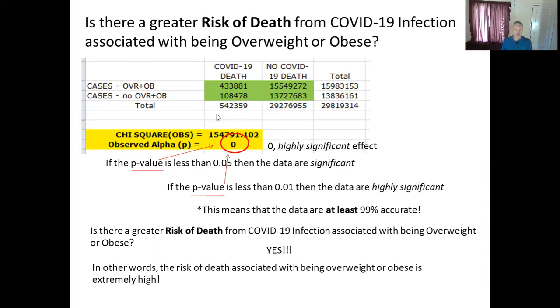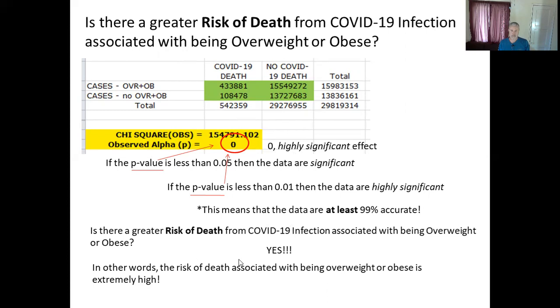So let's continue to look here at the statistics. Being overweight and obese, is there a greater risk? We run the statistic and the p-value comes out to 0. That's less than 0.01. So we have 99% accurate data answering the question with a resounding yes.